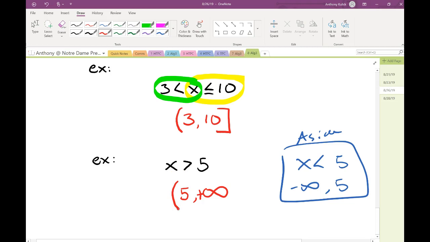Okay then? Is infinity a real number? Is that something we can have a value for x? No, right? That's kind of like a concept. Infinities always get a parenthesis for that reason, that it's not an actual number that x can take. It's like a conceptual thing. So infinities always get a parenthesis. So far, so good.